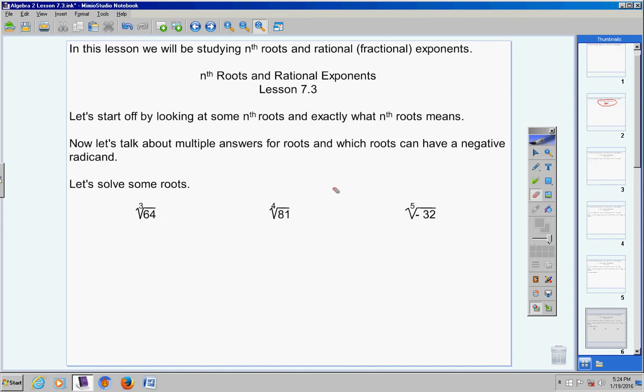Let's start with this one right here. The cube root of 64. Now, you can use a calculator, I guess, if you wanted to, but we can do this in our head. I mean, think about it. 2 times 2 times 2. It's a cubed root, so I want how many numbers being multiplied together? 3, but they have to be the same number.